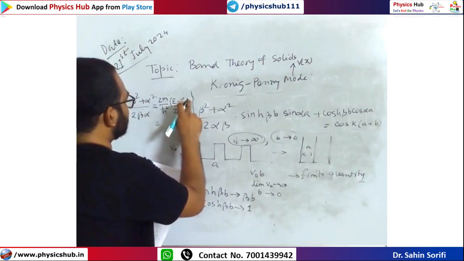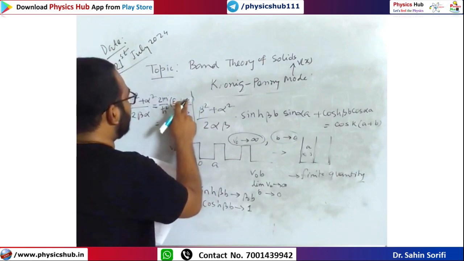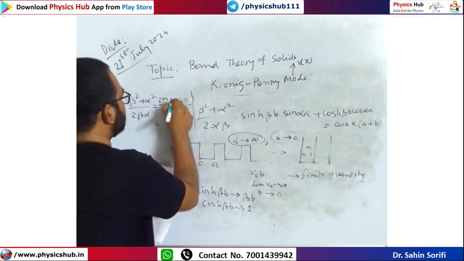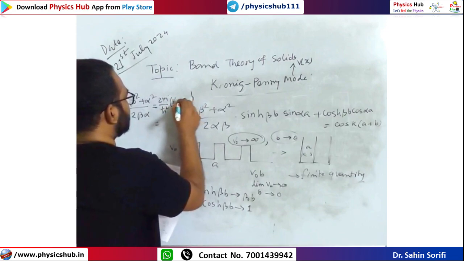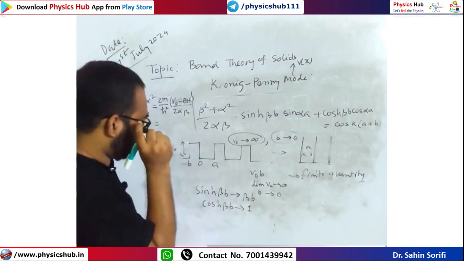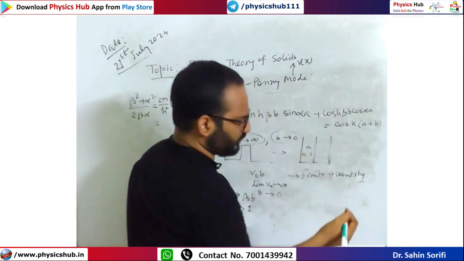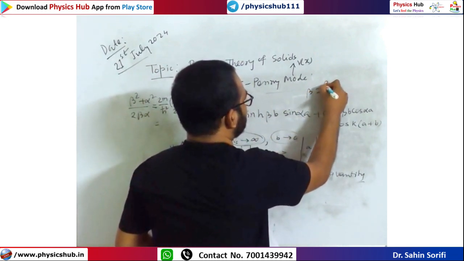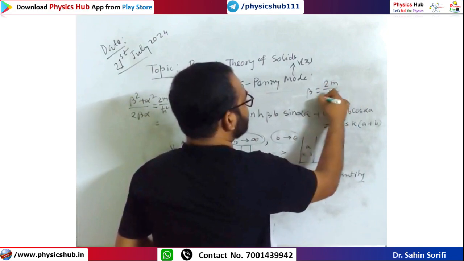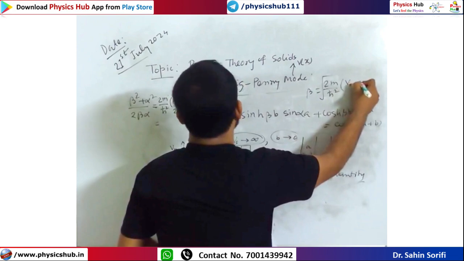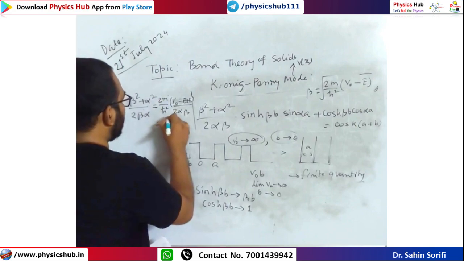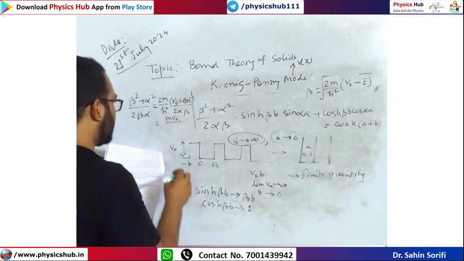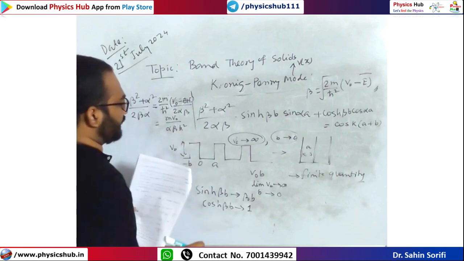Here you have, okay, sorry, v naught minus e, na, v naught minus e. We made some mistake in defining beta. Okay, you can correct it. Beta is equal to square root of twice m by h cut square into (v naught minus e). Okay, just correct it. So you get m v naught divided by alpha beta h cut square.